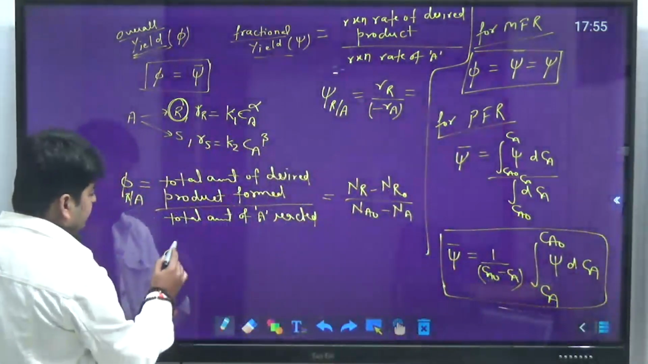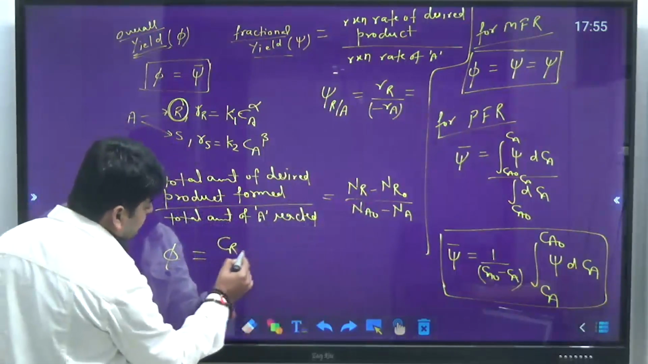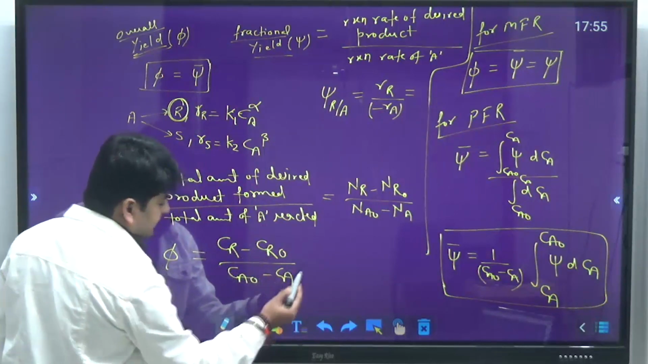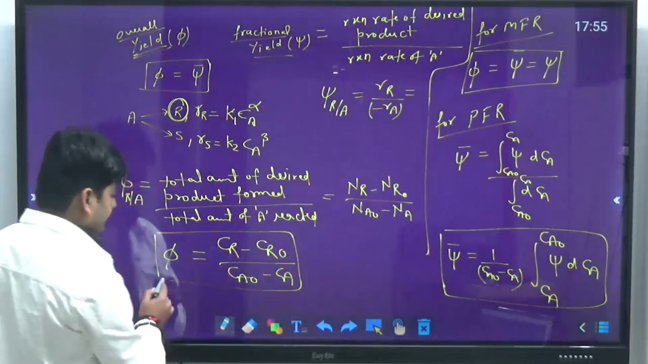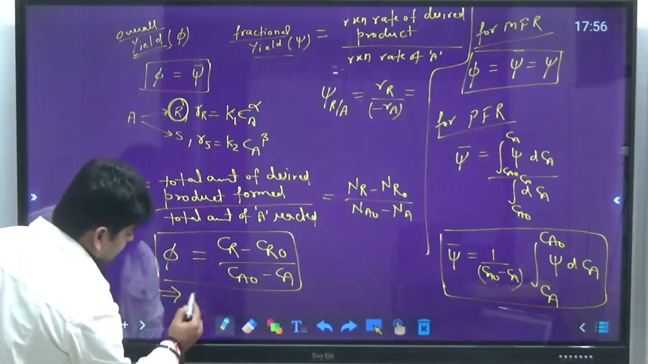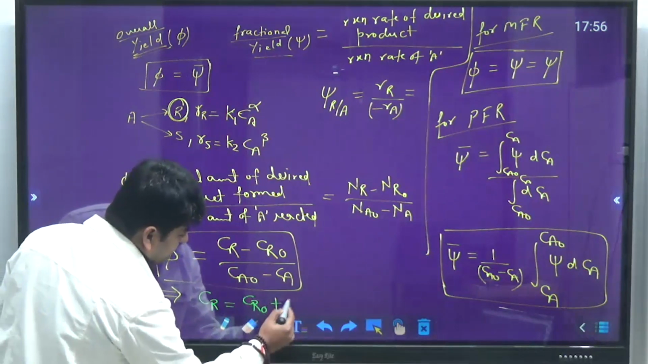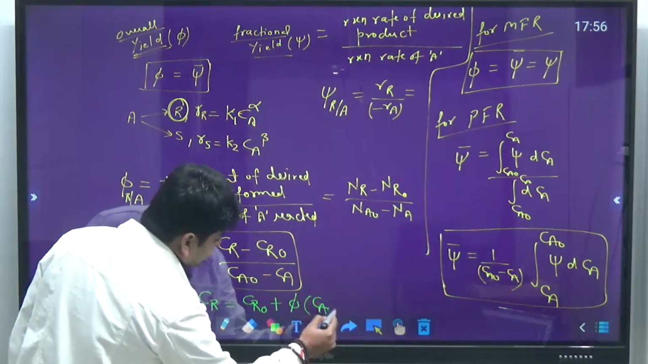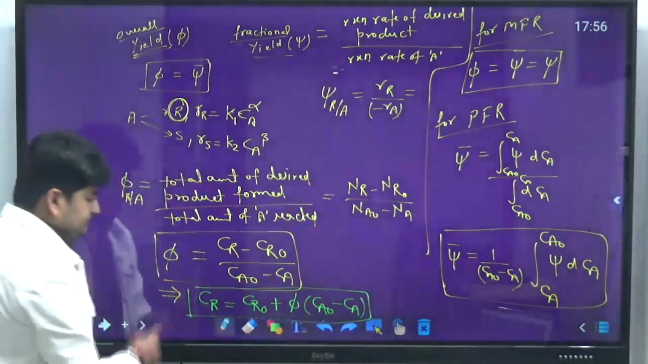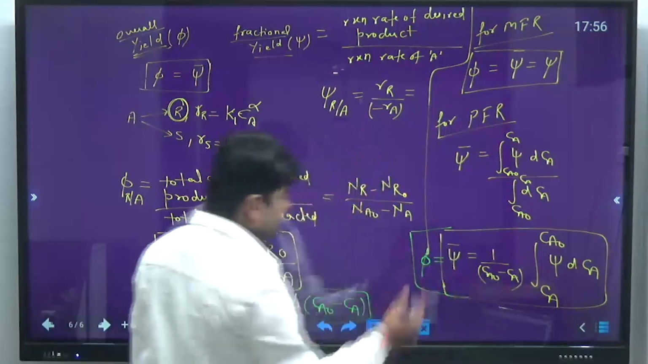Okay, and here in overall yield for constant volume reaction system, if you multiply and divide by volume, it will become CR minus CR naught over CA naught minus CA. And further, if you rewrite, you can write it as CR is equal to CR naught plus phi times of CA naught minus CA, and that is the overall yield, average fractional yield equal to overall yield in PFR.